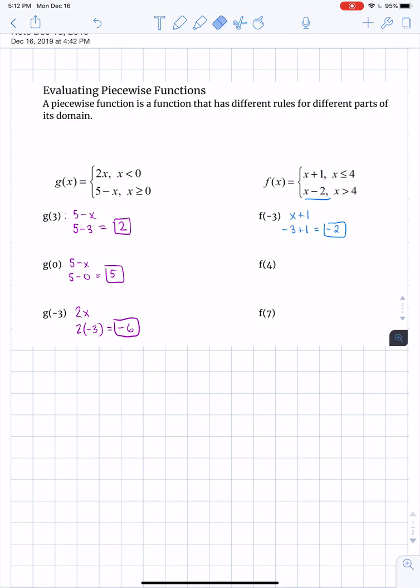What about the second one? In this case, x is 4, so do I use the first rule or the second rule? Since x is exactly 4, I want to use the first rule. So again, I'm going to use x plus 1. In this case, it's just 4 plus 1, which is 5.